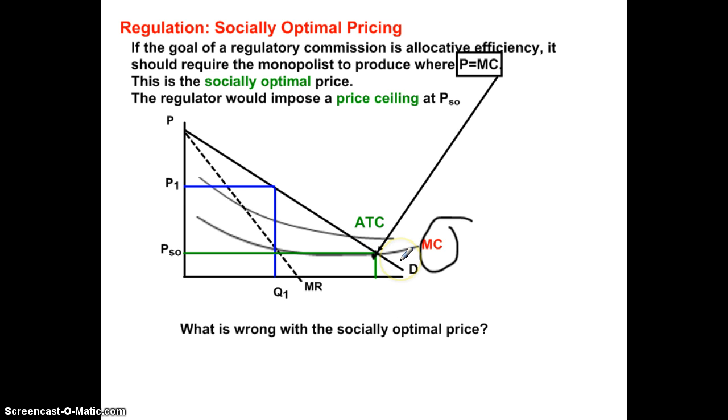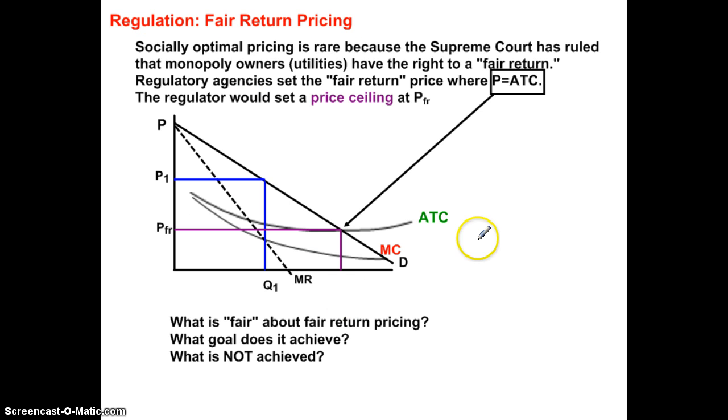It's socially optimal because it is, in fact, the price that would arise in perfect competition. The regulator will impose a price ceiling at this socially optimal price, so the price can't go above this. But what's wrong with this? If you look at the picture, you'll see that this price is actually below ATC at this level of output. That means we're forcing the monopolist to take a loss, and they're either going to go out of business, or we're going to have to subsidize them. So socially optimal pricing doesn't really work out too well in the real world.